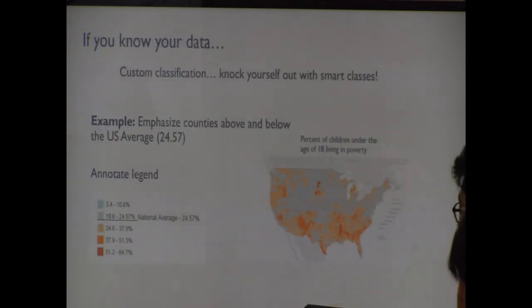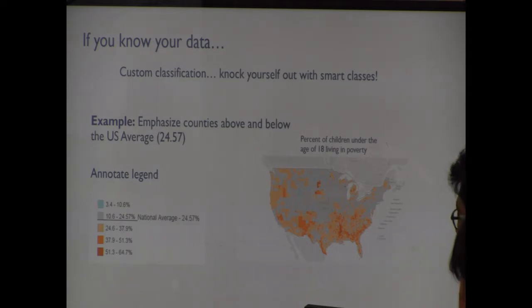If you know your data set, I would recommend not using one of the out-of-the-box classification schemes when you're creating things like choropleth maps. Think about what the values are in your data set and what kind of meaning you can pull out of them that will help people understand the point that you're trying to make with the map.